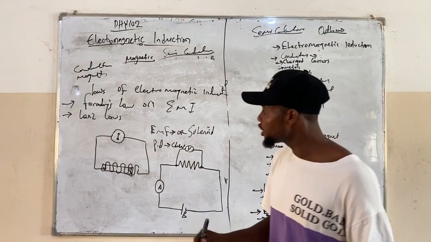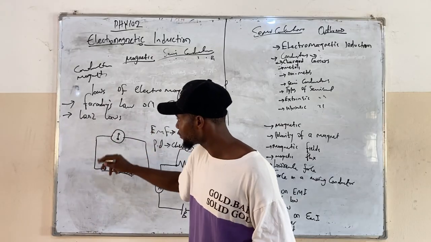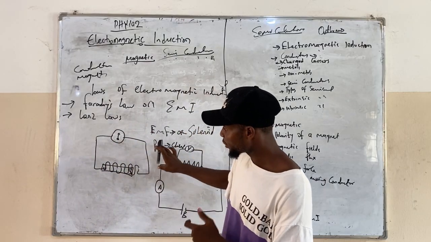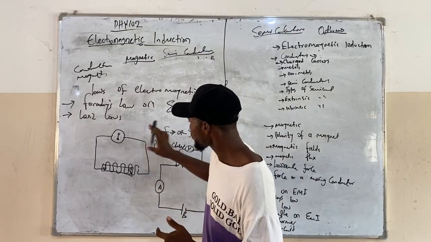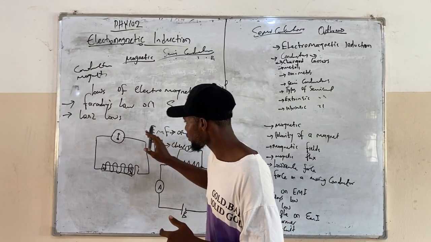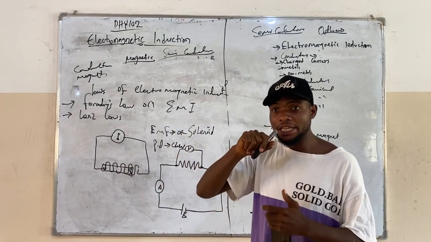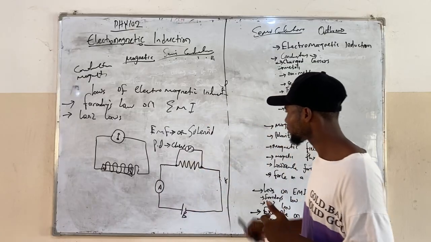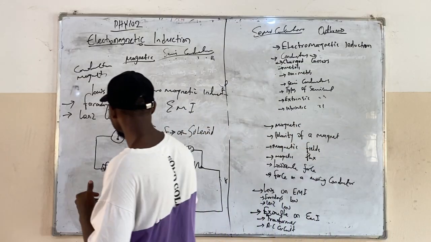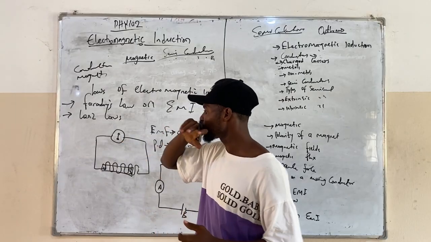Lenz's law states that the induced EMF, that's this whole place, induced current now. Induced EMF is in an open circuit, while the potential difference is in a closed circuit, as we earlier discussed. So this Lenz's law said that the induced EMF always flows in such a way as to oppose the motion producing it.